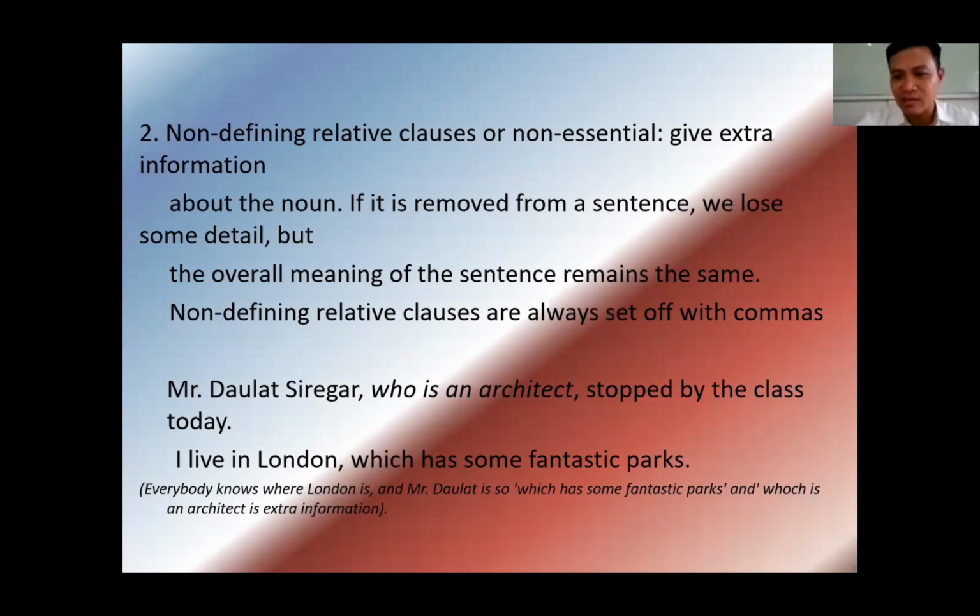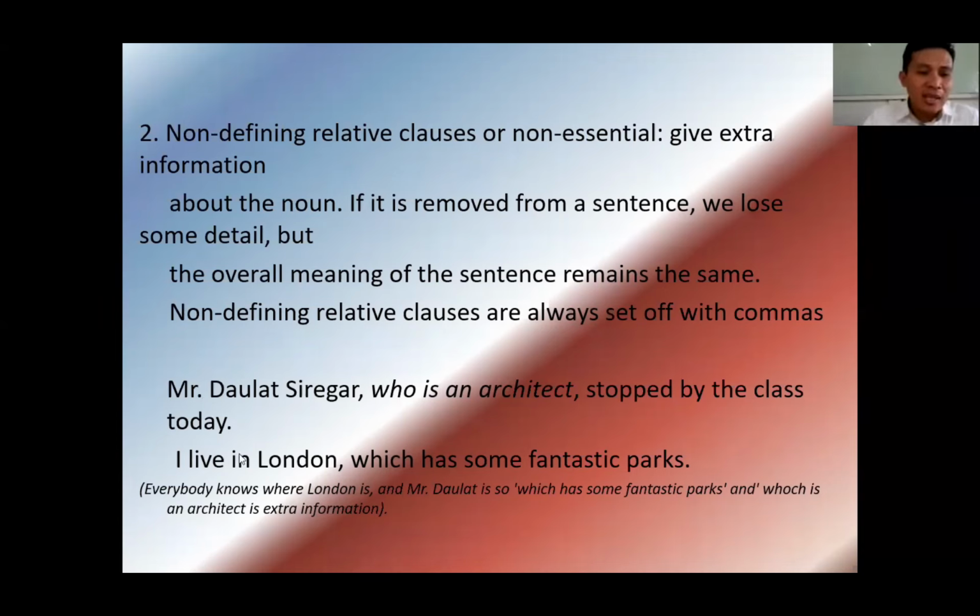Mr. Daulat Siregar stopped by the class today. Mr. Daulat Siregar mampir di kelas kita hari ini. Then you want to give extra information. Who is Mr. Daulat? Who is an architect? Who is the principal of the foundation? So who is an architect is extra information. It's not really necessary, but if you put that, it will be more complete, because the sentence can already be understood.